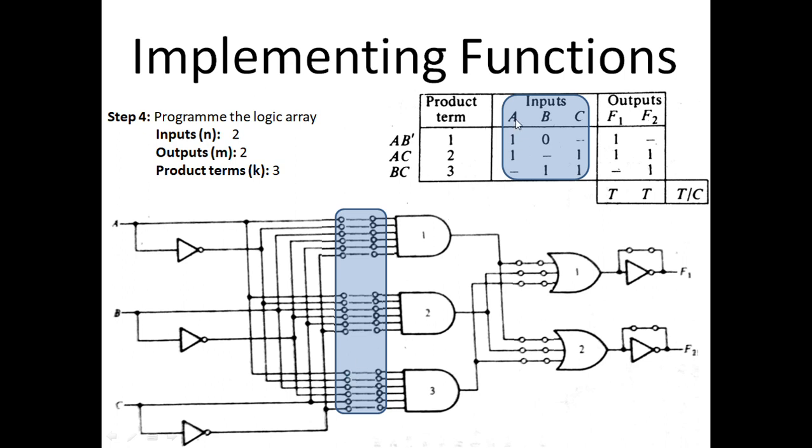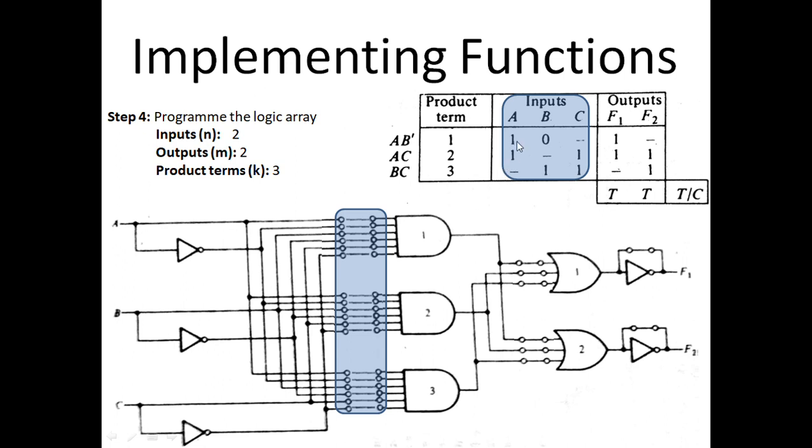For the product term AB prime, just look at the variables. For product term 1, keep the fuse for A, keep the fuse for B prime, break the fuse for C. Look at product term 1: in the inputs, this input column will tell us how to program these fuses.